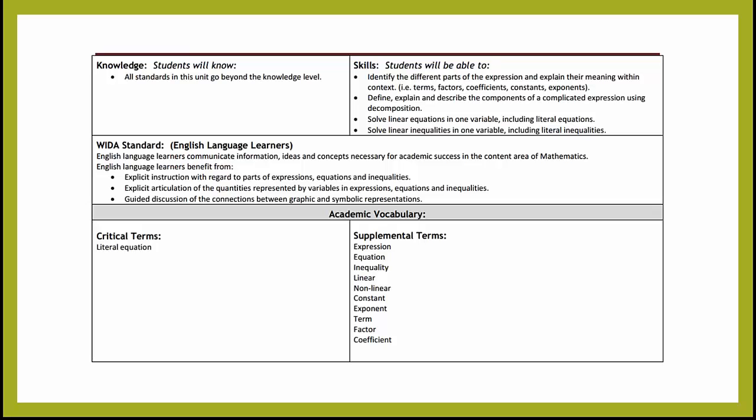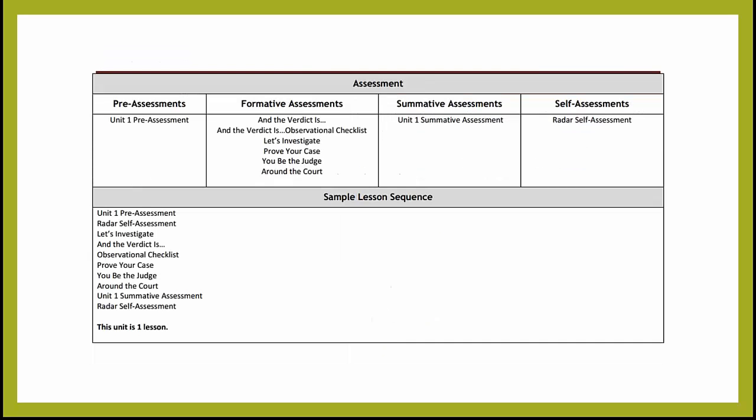Further, ELL benefits are stated, and unit vocabulary lists are available. And finally, the list of lessons and assessments created by the Model Math Curriculum team are present. So teachers know what type of assessments are available to them and the sequence the assessments will be utilized.